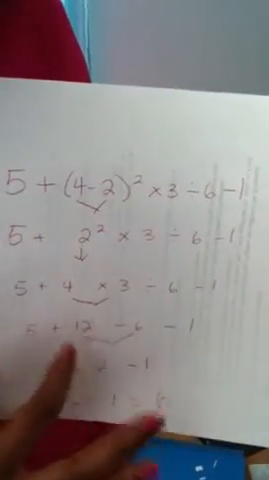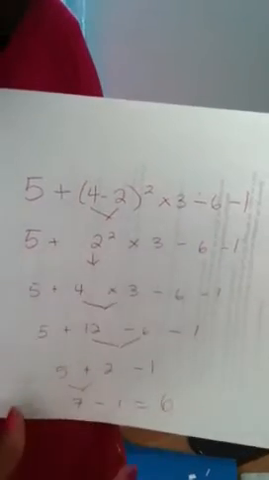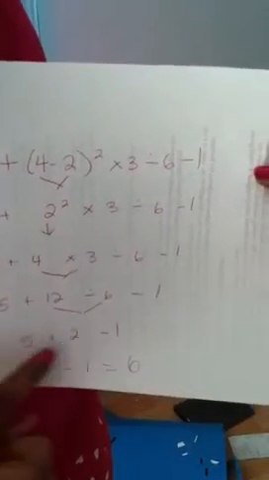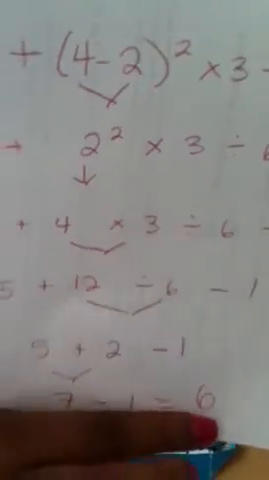12 divided by 6 is 2. So you bring down everything else, including the 2. 5 plus 2 minus 1. 5 plus 2 is 7. 7 minus 1 is 6.